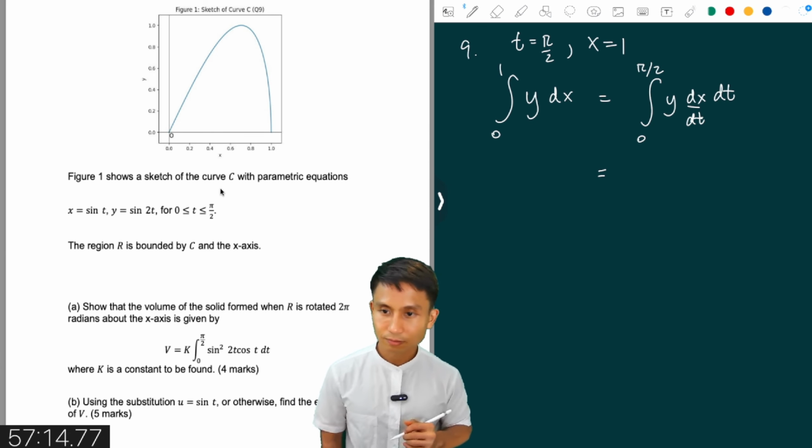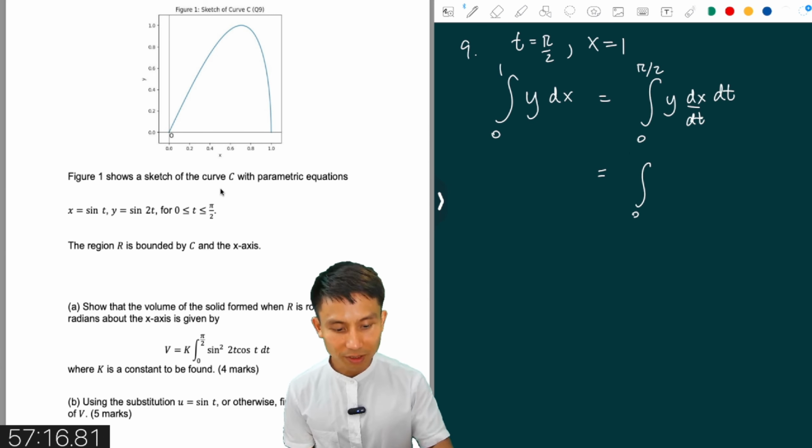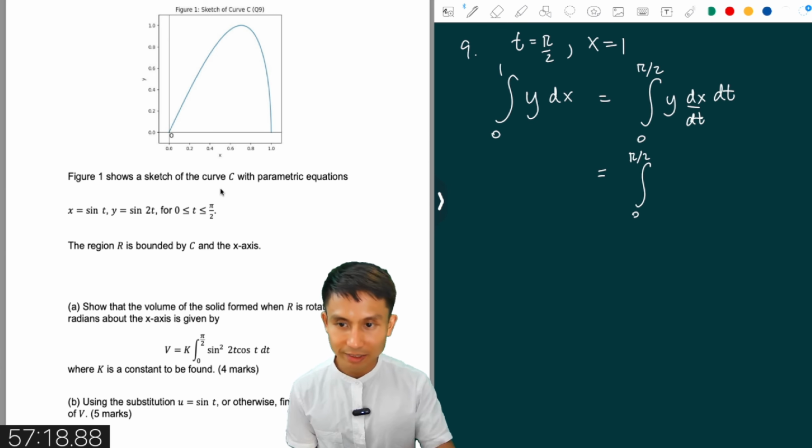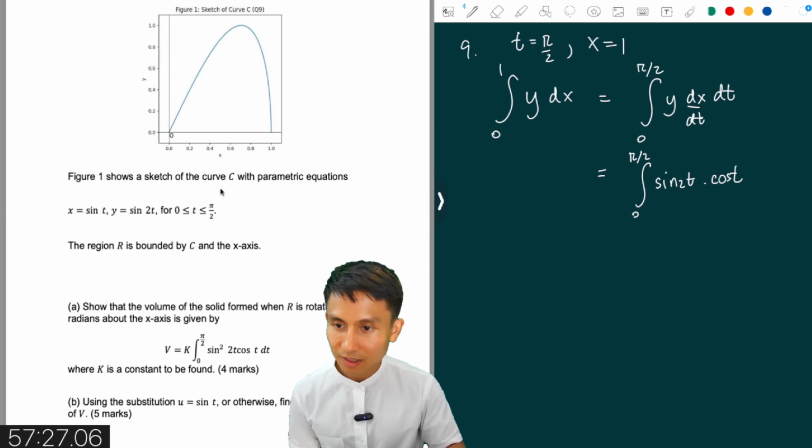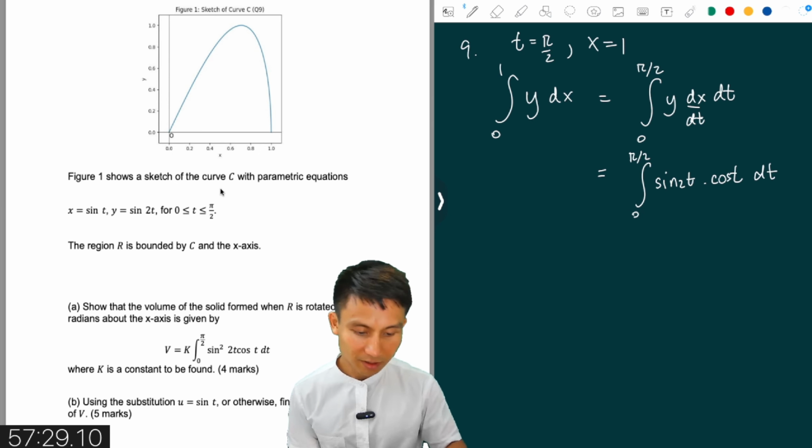Alright, and we sub the parametric form in there. So y is sine 2t. dx by dt, differentiating x with respect to t, we get cos t. And that's it, dt. Not so bad here.